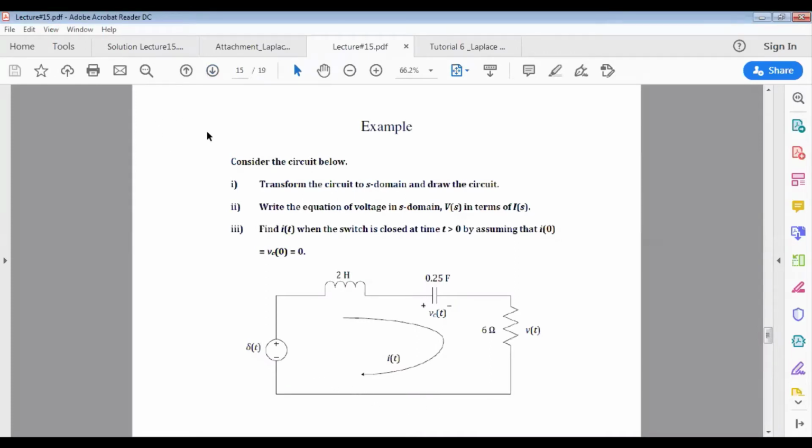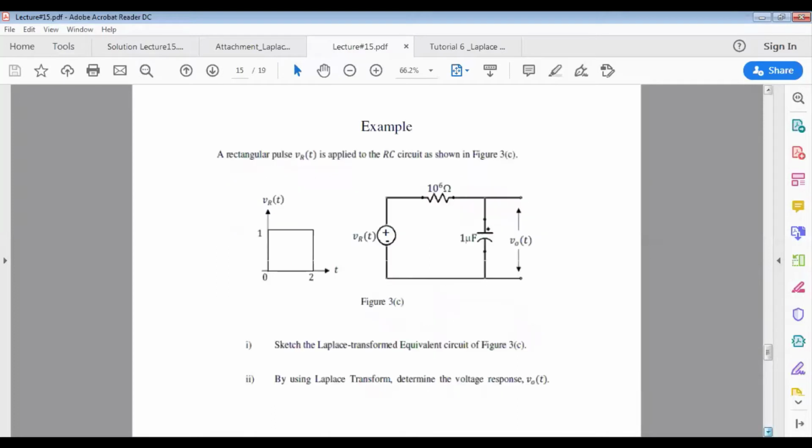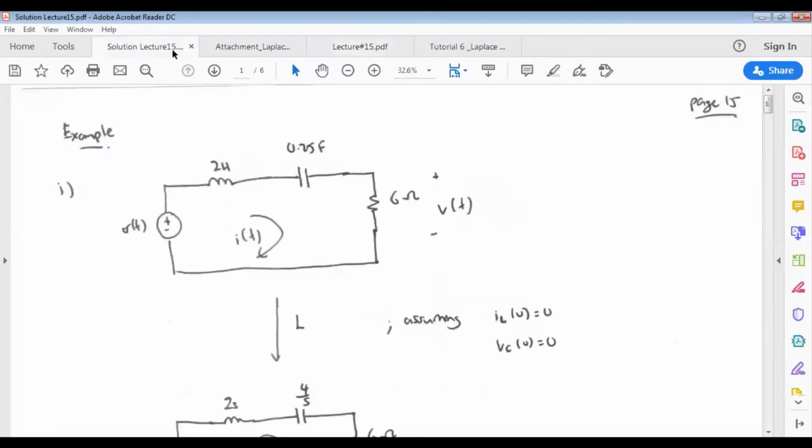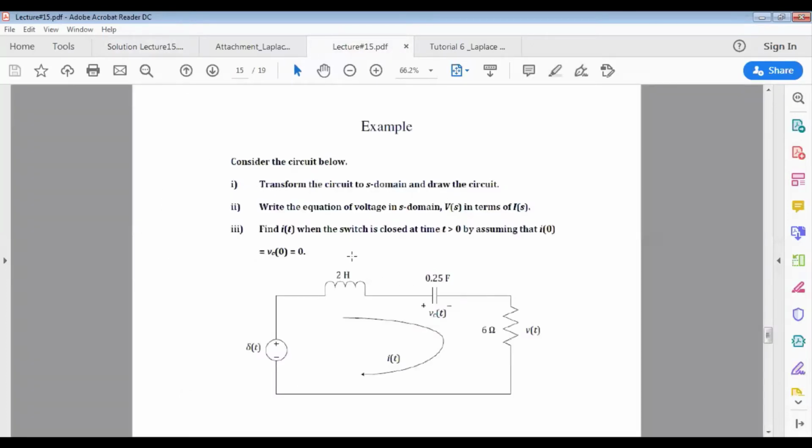We are given a circuit which consists of a voltage source of delta t, the impulse. We have a 2 Henry inductor, a 0.25 farad capacitor, and there is a resistor of 6 ohm here. The question now is to transform the circuit into the S domain and draw the circuit.